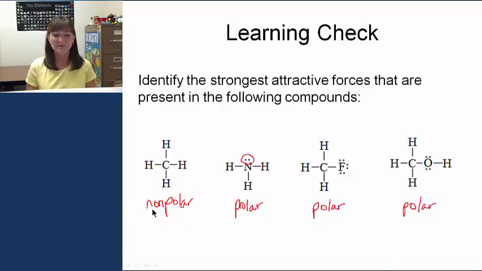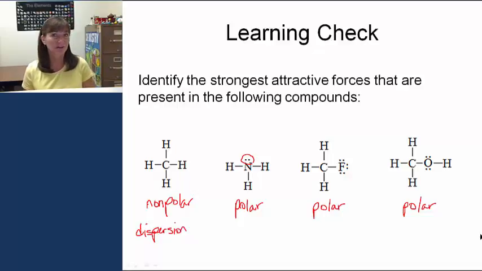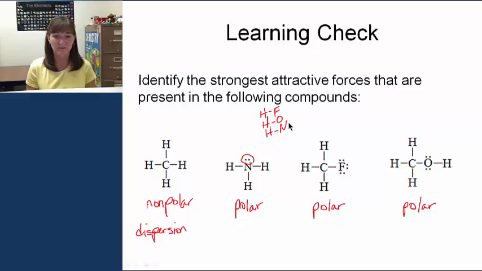Okay, so the first one's real easy to decide what the force is because it's nonpolar. If it's nonpolar, it's going to have dispersion forces. Okay, polar is a little bit more complicated. I have to decide between hydrogen bonding or dipole. So I'm going to look for the hydrogen bonding first. Do I see a hydrogen directly bonded to a fluorine, or directly bonded to an oxygen, or directly bonded to a nitrogen? So right here, yes, I have a hydrogen directly bonded to a nitrogen. So this one is going to have H bonds.